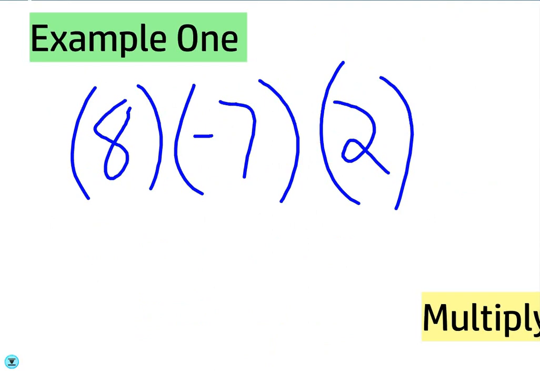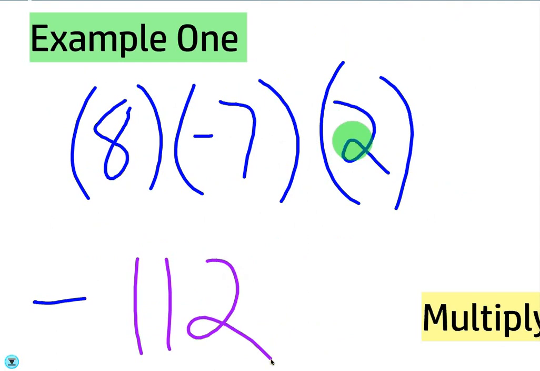So the thing is, you can just automatically look at a problem, since this only has one negative in it, the other two are positive. I know my answer is going to be negative, right? So I can put a negative down there. Then all I have to do is just do 8 times 7 times 2. Okay, so 8 times 7 is 56, times 2 is 112.